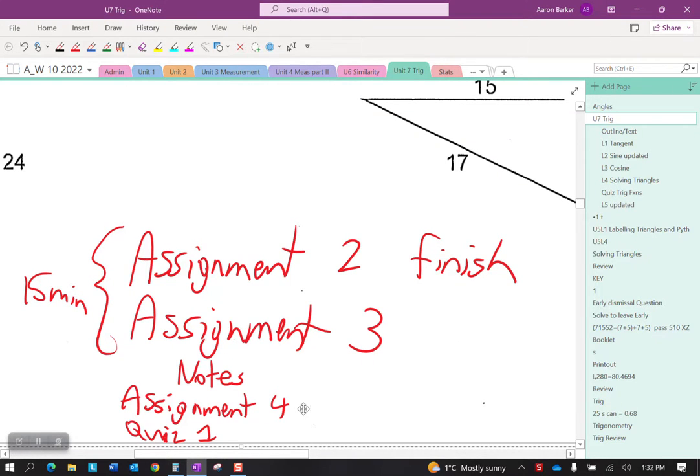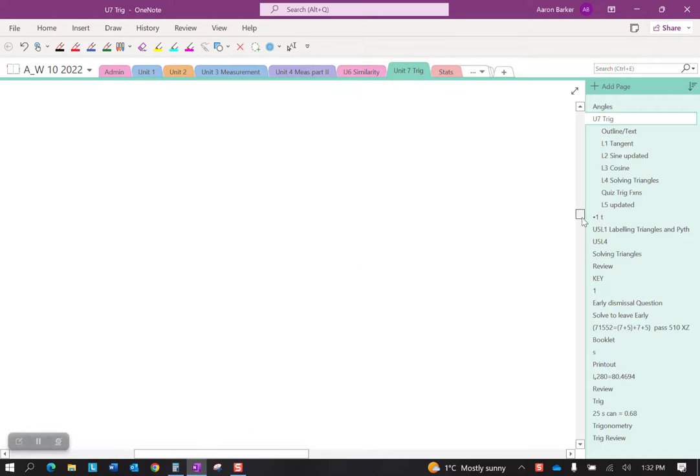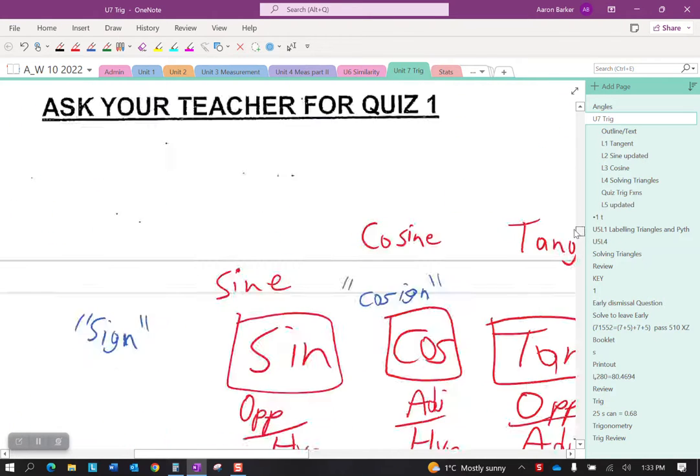Okay, so going to the next section here, we're looking at labeling triangles.